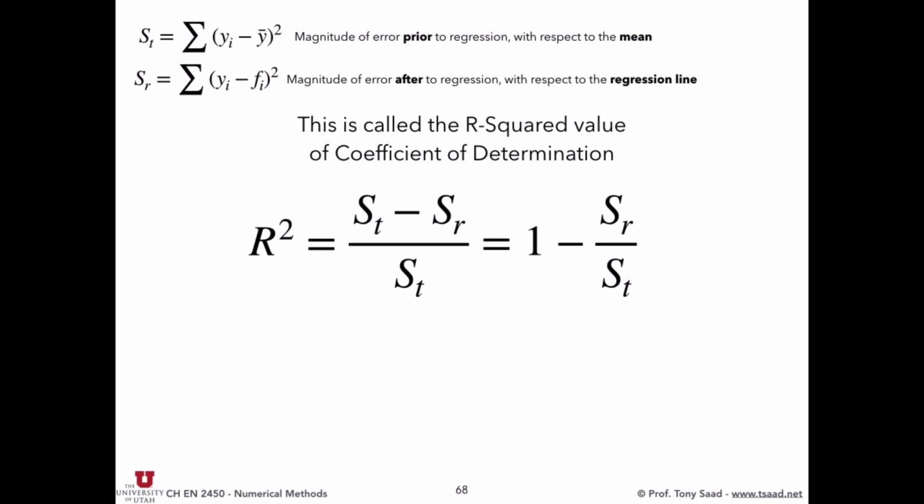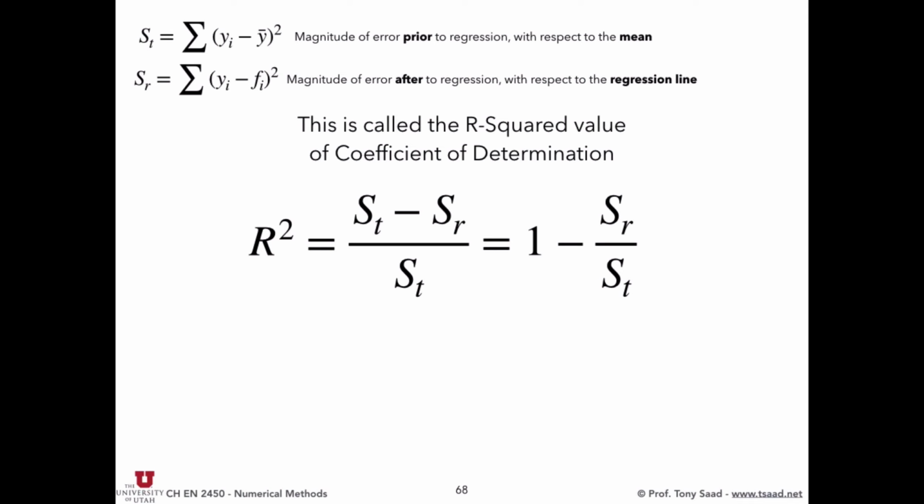Using that concept, we defined the coefficient of determination, which took the difference between the error prior to regression and the error after regression. That gives us the improvement that the regression has made. And we normalized that simply by the error of the data on the mean. And that gave us the coefficient of determination.